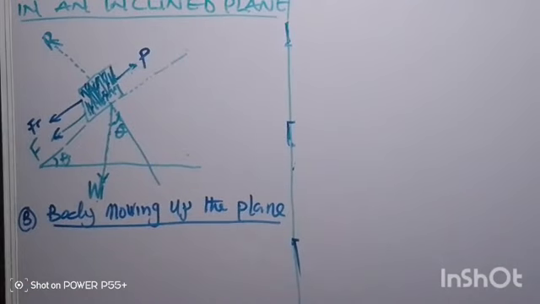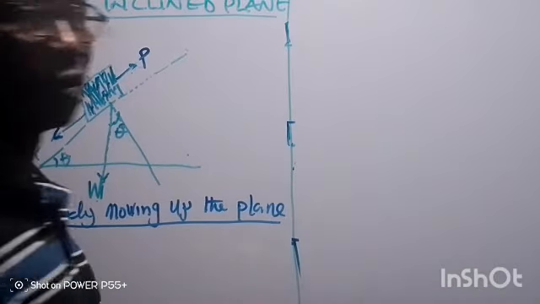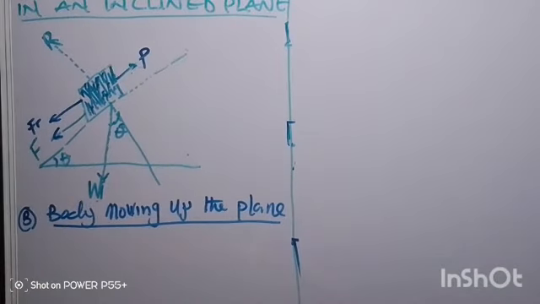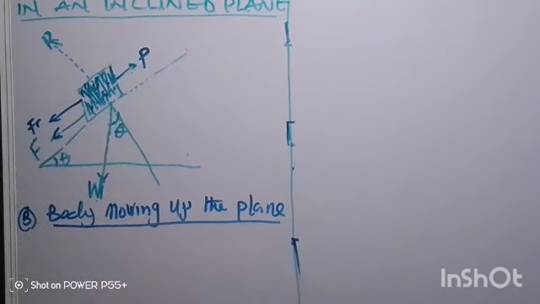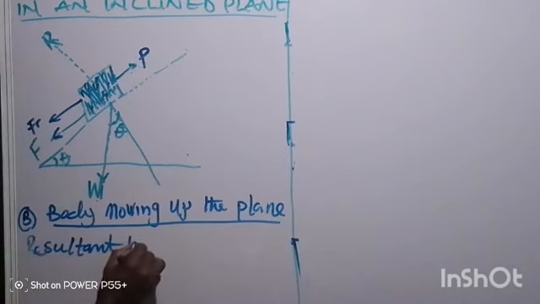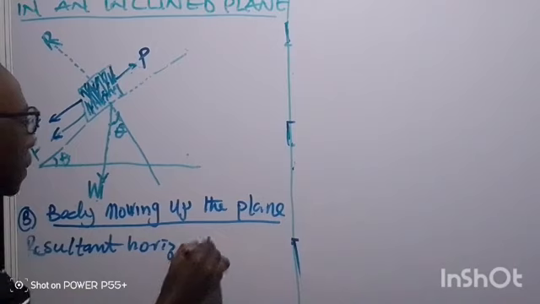Now, we're done with the case when the body is in equilibrium. Let's now look at it. If the body is to move up the plane, that is, we want to pull this body up the plane, then what will be the resultant horizontal force?